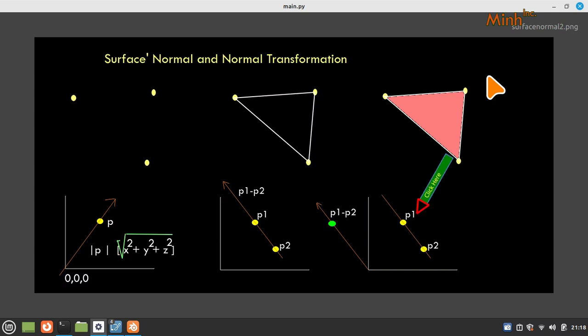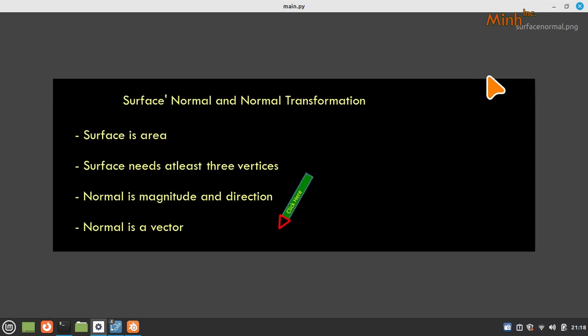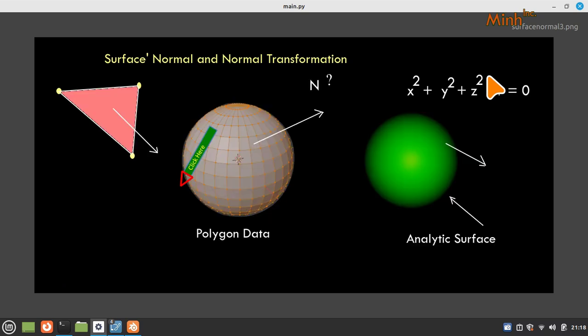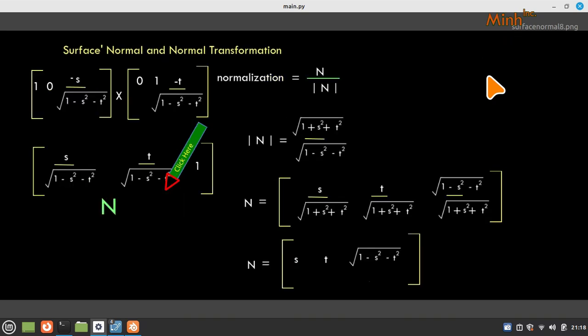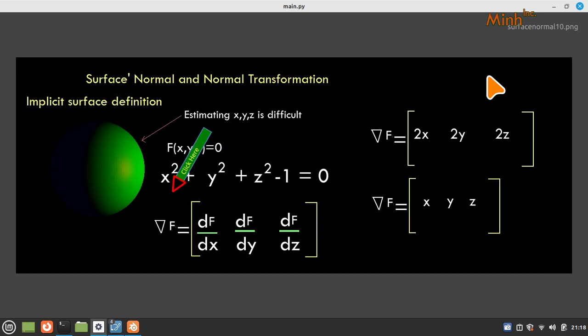If we do P1 minus P2, it leads to the actual vector direction. Okay, normal is a vector. Vector has its own rules and regulations. It's not that easy. It can make someone's life hell, this vector direction.